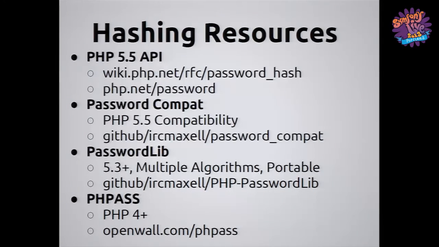So some resources on password hashing. The new 5.5 API, and if you want to know why things were done this way, read the RFC. I put as much documentation as I possibly could think of into it. I like to think it's a good read. Now, I'm kind of biased, but. And then the documentation, php.net/password. That's the documentation for the new API.